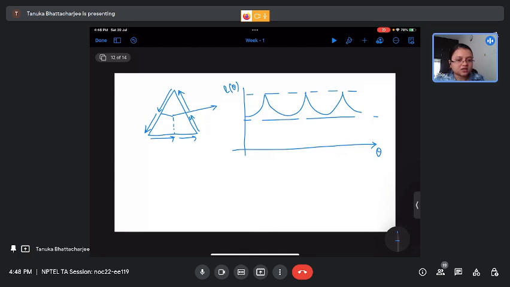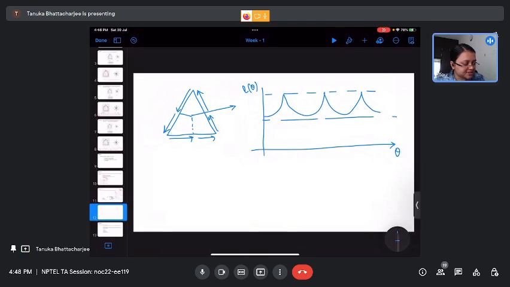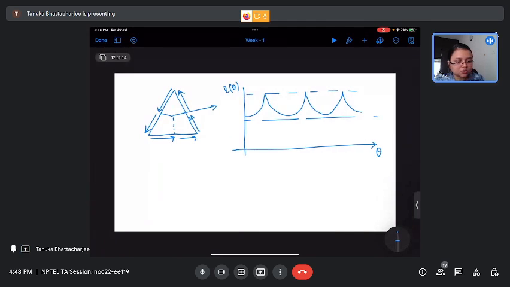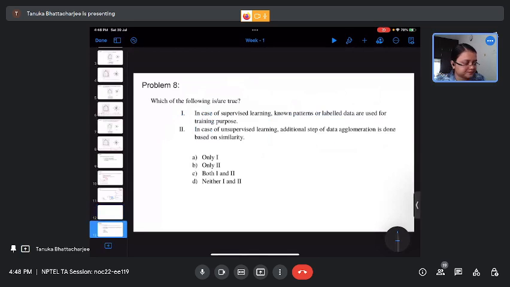So this was some problems on the boundary based features. If anyone has any question, I don't see anything in the chat. Okay, so I'll move on.